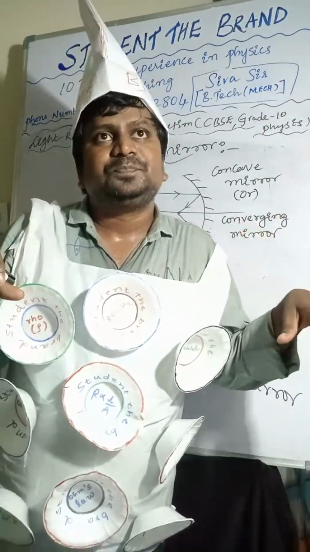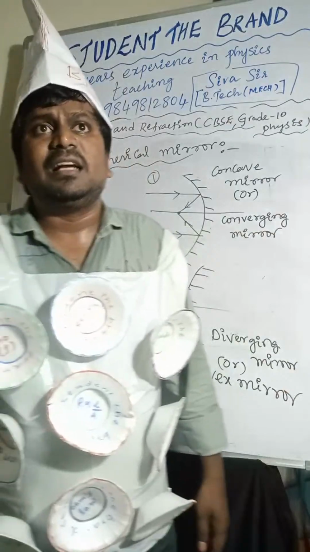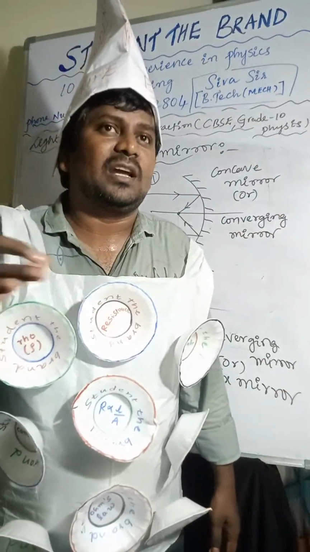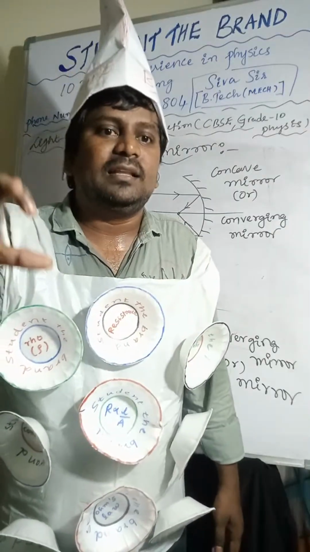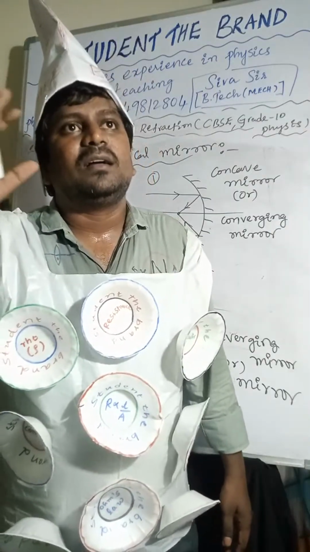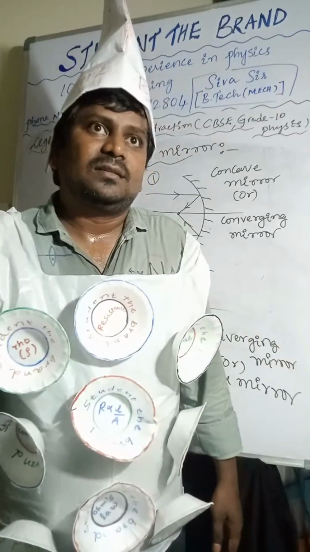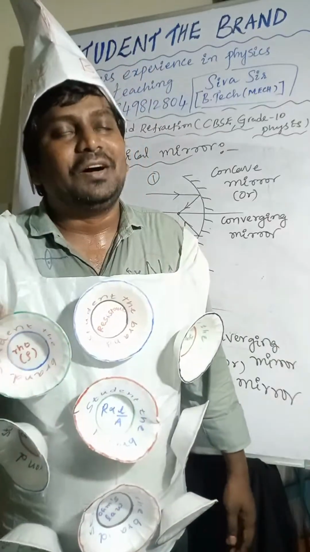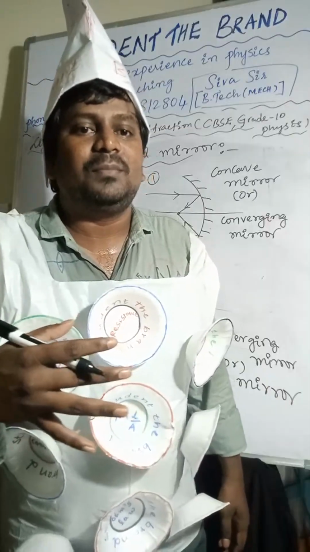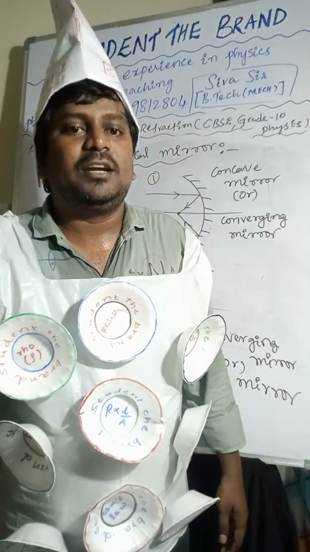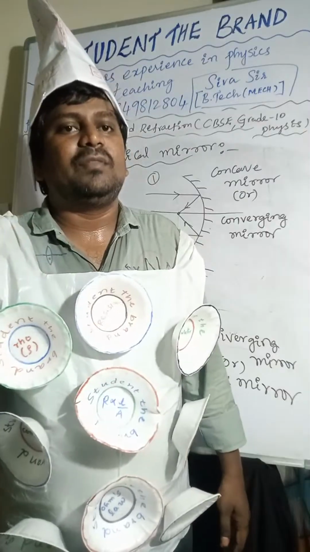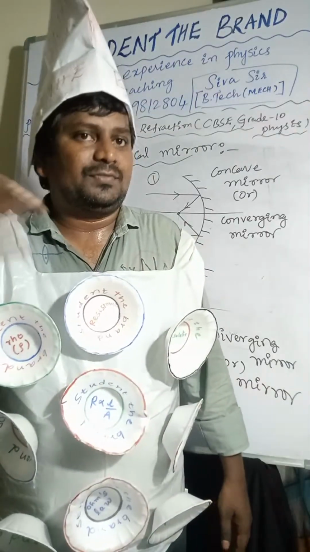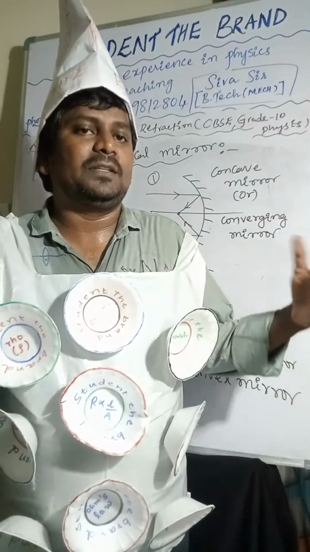Next, the short circuit. When direct contact of the live and neutral wire takes place, a heavy amount of current will be drawn from the mains. That is called a short circuit. So that leads to fire in buildings.